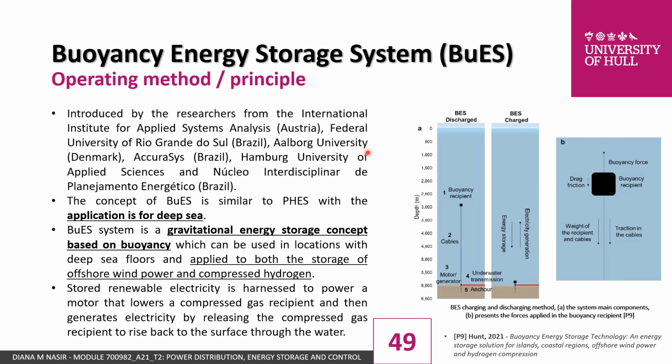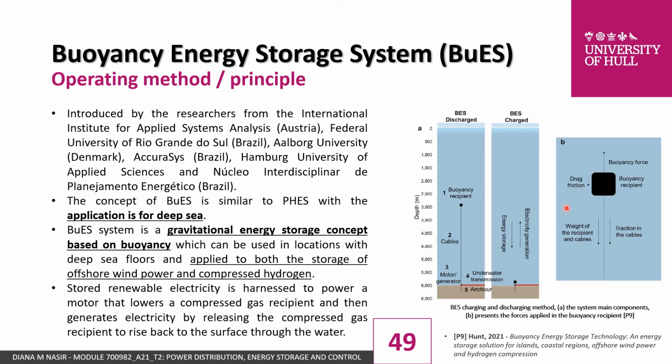So, the buoyancy energy storage system can be understood as a gravitational energy storage concept. It's quite similar to the pump hydro system, but this time it depends on the buoyancy of a material used to store and release the energy. The best location to install the system is the deep sea, and it is reported to be more applicable to both storage of offshore wind power and also compressed hydrogen.